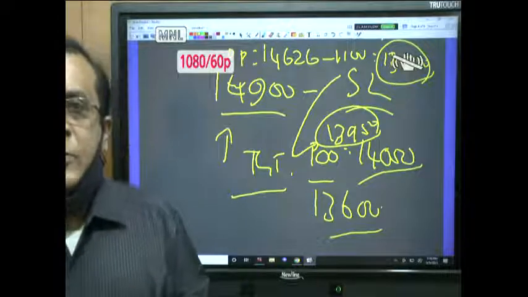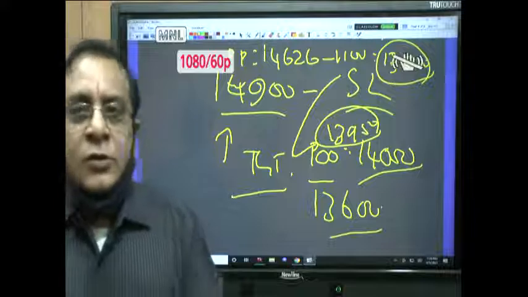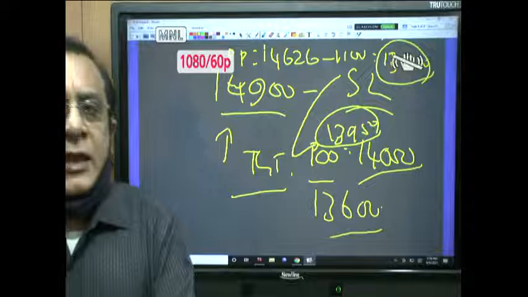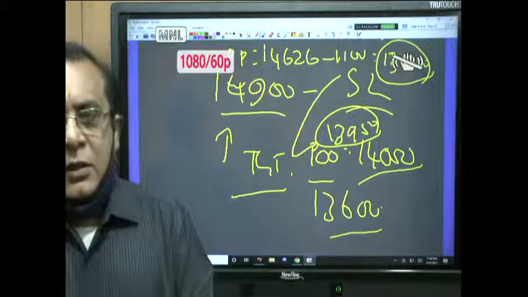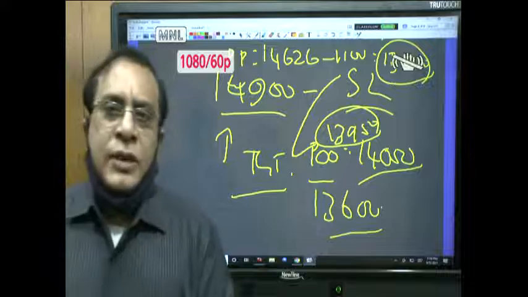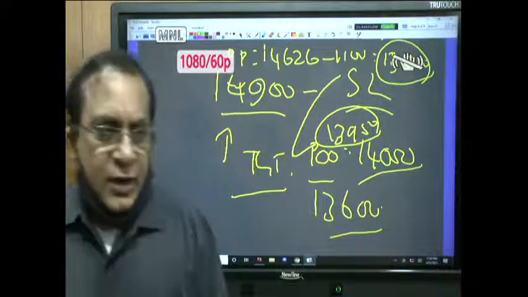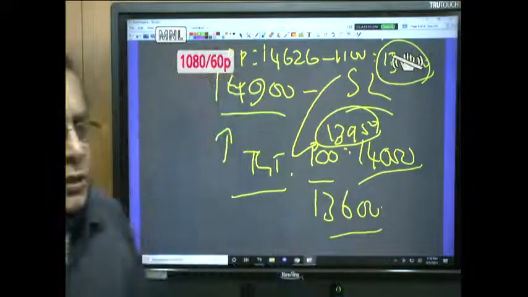From where probably we could see 500, 600 points of rally. So it could come back to 14,600 levels, and from there probably again there can be a fall. So this sort of up and down movement can take place in this month probably, and then breach the 13,950 to 13,500, 600 levels.